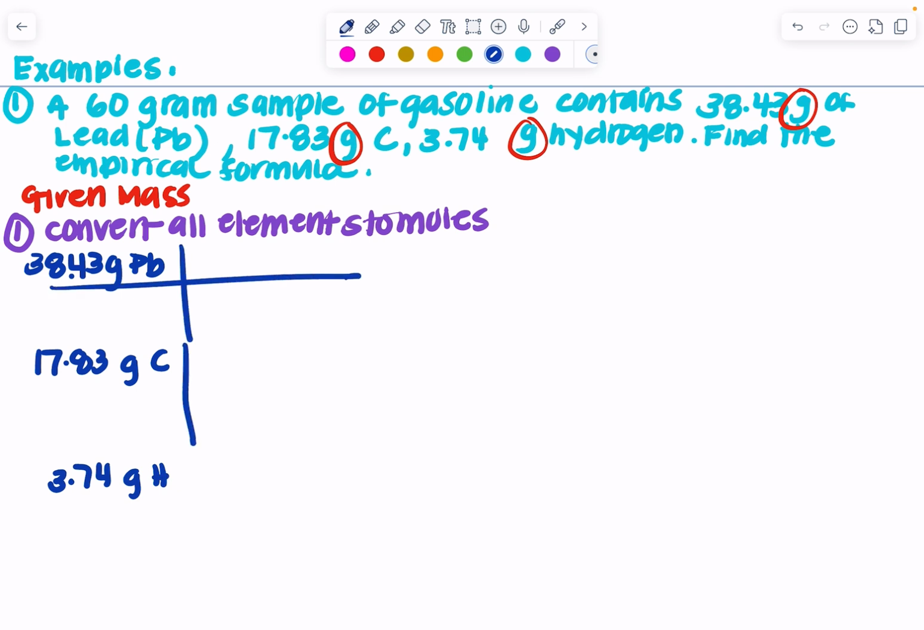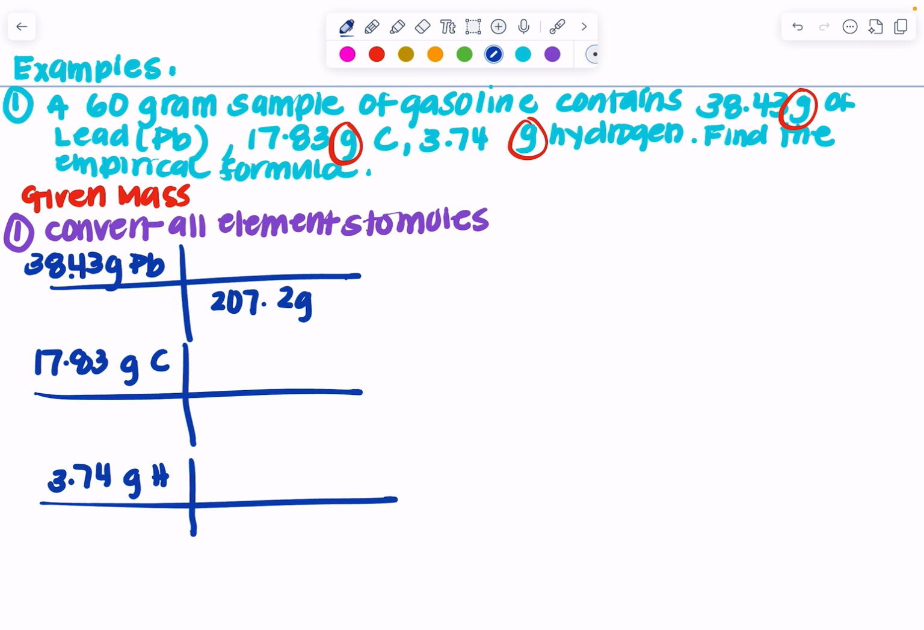And we're going to do exactly what we've been doing for the last few weeks, just convert all that to moles. Now, I calculated the molar masses already. Well, I didn't really calculate it, but I looked them up. If we go to the periodic table, we're going to see that the molar mass of lead is 207.2. The reason I put it on the bottom is because I want to cancel it.